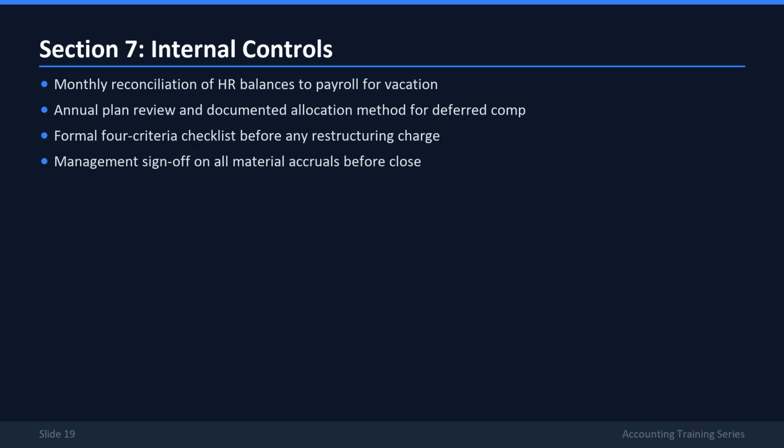The key internal controls from Section 7 include a monthly reconciliation of HR vacation balances to the payroll system to catch shortfalls before period end. For deferred compensation, an annual review of plan documents and a documented allocation method memo are essential controls. For termination benefits, a formal checklist confirming all 4 ASC 420 criteria are satisfied before recording any charge is the most important preventive control. All material compensation accruals should require sign-off from a manager or controller before the period is closed.